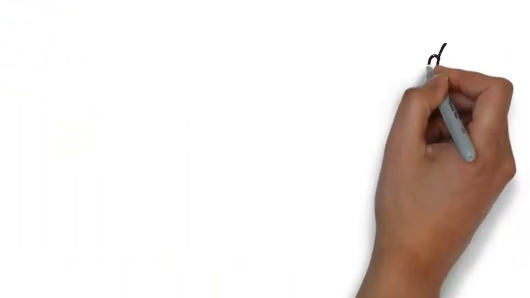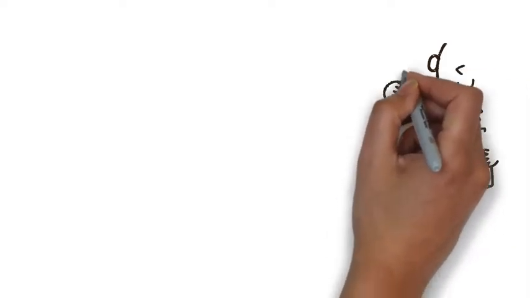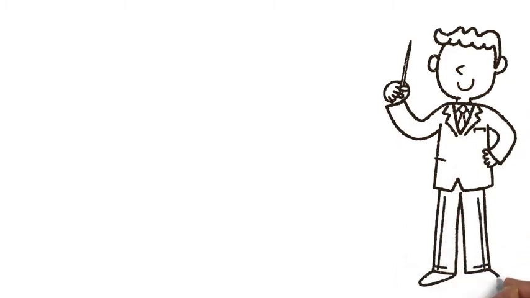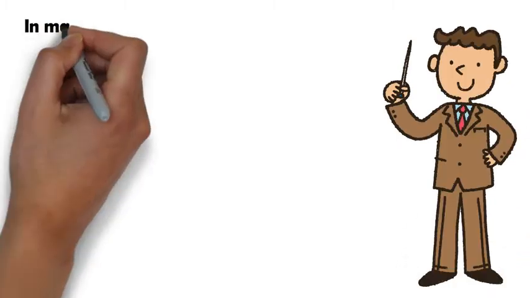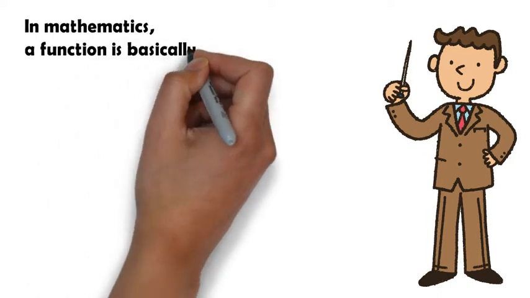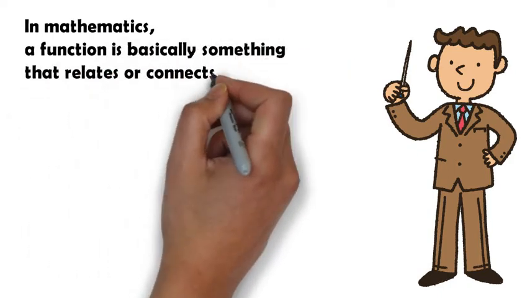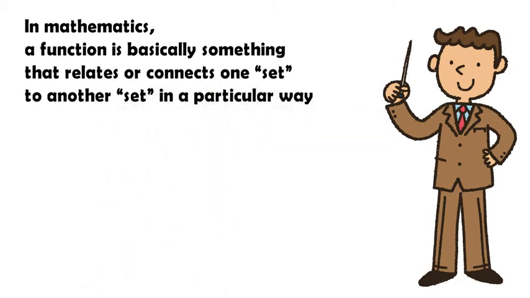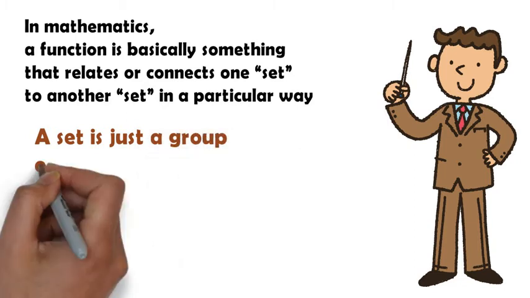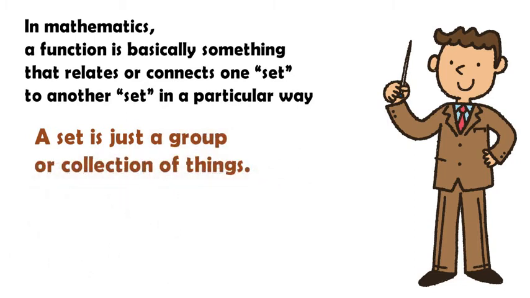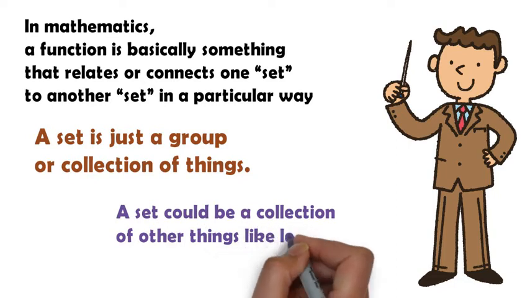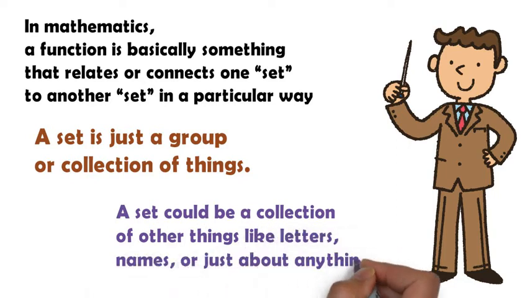Outside the realm of mathematics, the word function simply refers to what something does. But in mathematics, the word function has a more specific meaning. In mathematics, a function is basically something that relates or connects one set to another set in a particular way. A set is just a group or collection of things. Often, it is a collection of numbers, but it doesn't have to be. A set could be a collection of other things like letters, names, or just about anything.